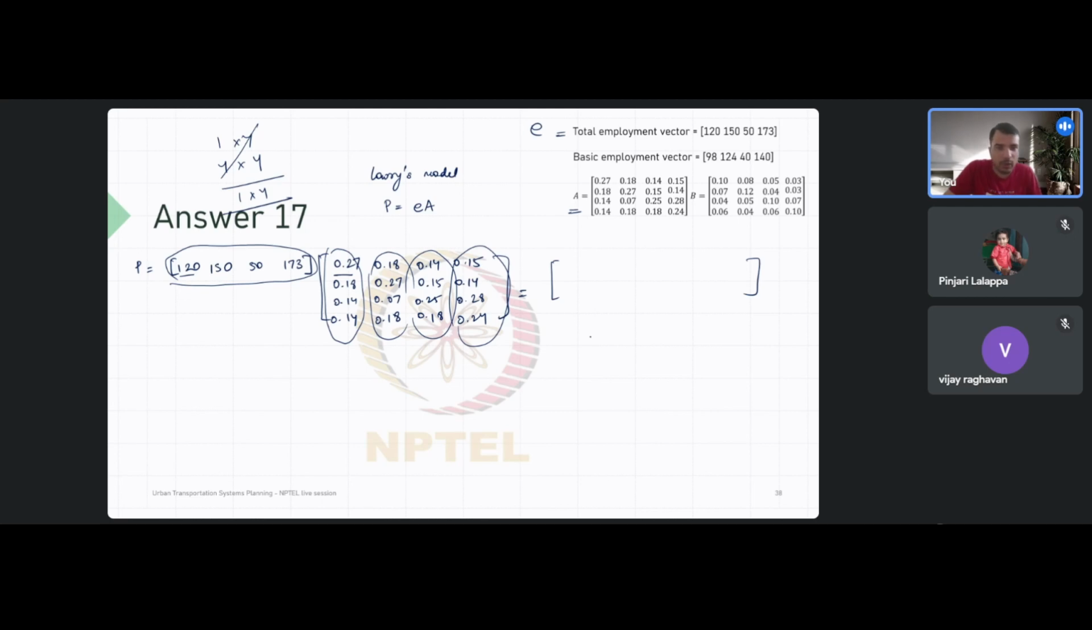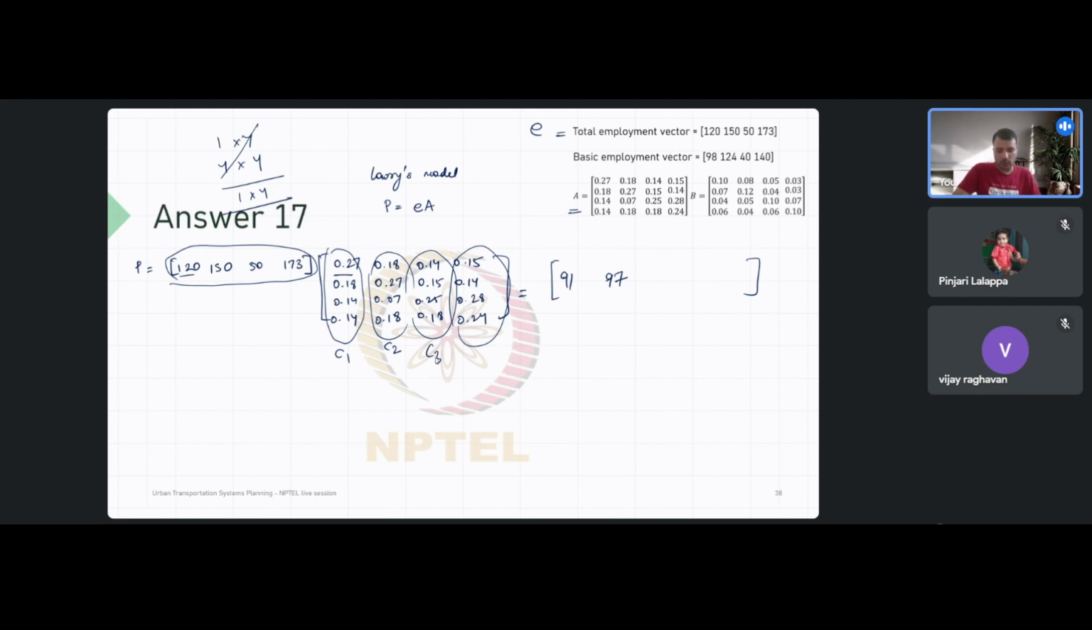So we are getting 90.62. We can write it as 91. So this row with first column is done. Let's do it with C2 now. 120 into 0.18, 150 into 0.27 plus 50 into 0.07 plus 173 into 0.18. This will give us 96.74. Let's take it as 97. Second element is done. Now let's do it with C3.